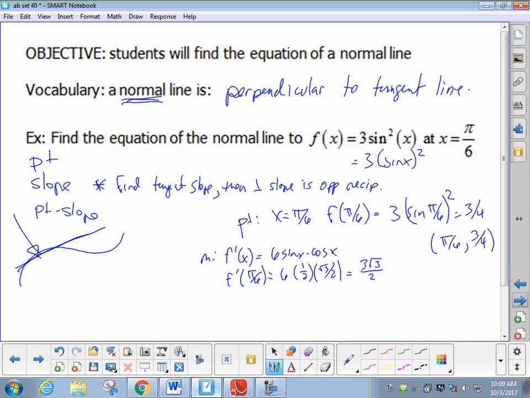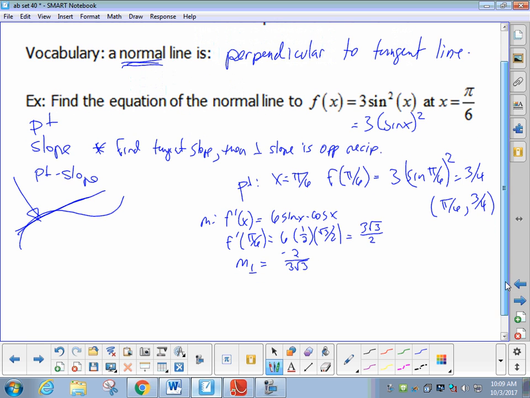Now it's that one extra step. The perpendicular slope for the normal line is the opposite reciprocal. You do not have to rationalize. So the opposite reciprocal in simple form is negative 2 over 3 root 3. Wait, negative, right? Is it opposite reciprocal? Yes. Okay, so yes, sorry, I didn't cover that.